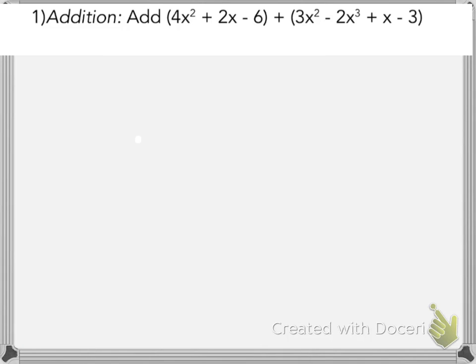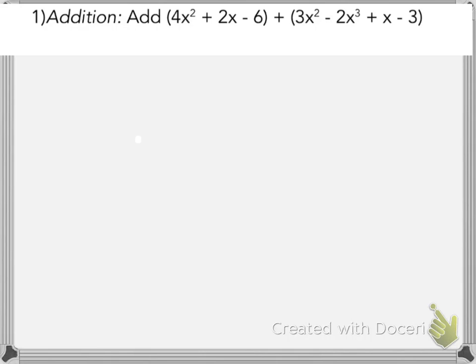Okay, so the first thing we're going to do in this section is add and subtract polynomials. The best way to do this is to either underline or draw shapes or use different colors to help you focus on like terms. So I want you to think of adding as just combining like terms.